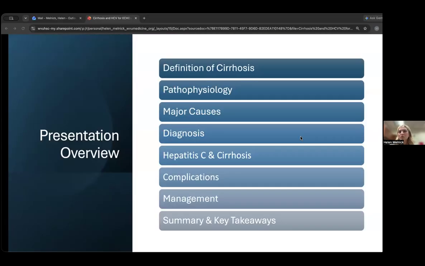So here's our roadmap. We'll start with what cirrhosis actually is and then move into the mechanisms behind it. We'll review the major causes, including a dedicated section on hepatitis C. After that, we'll cover diagnosis, management, and the major complications clinicians need to anticipate. Finally, we'll wrap up with key takeaways and questions.